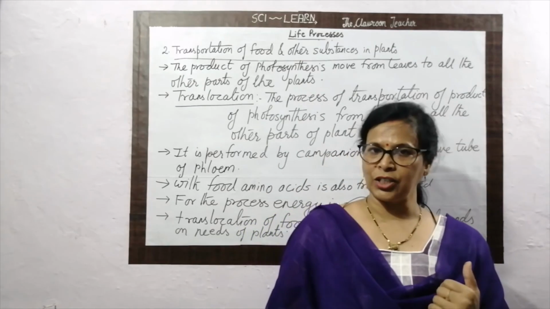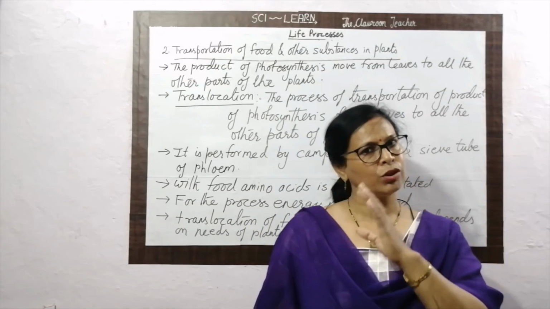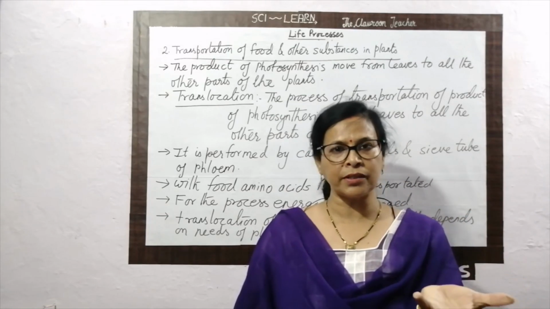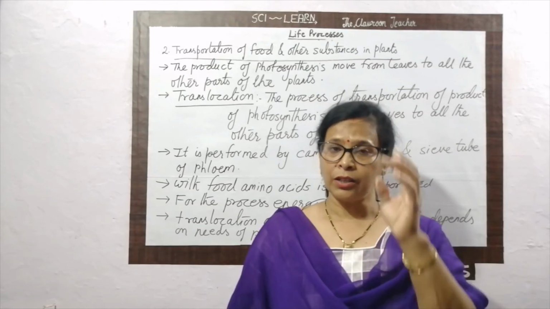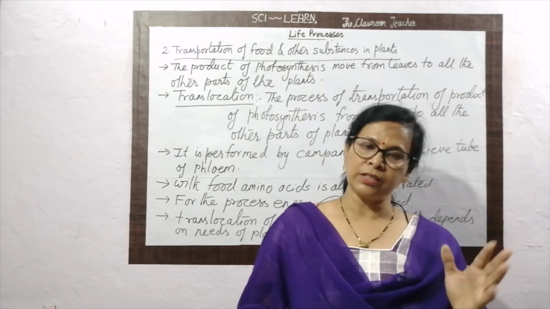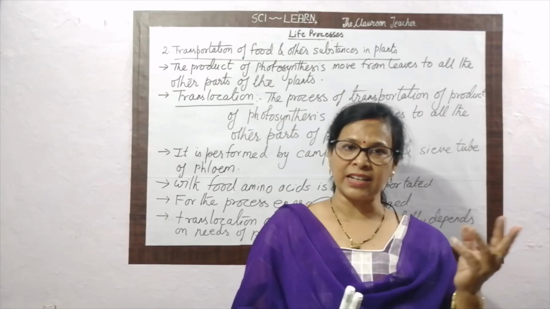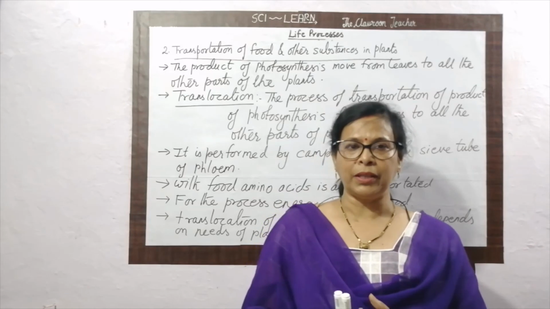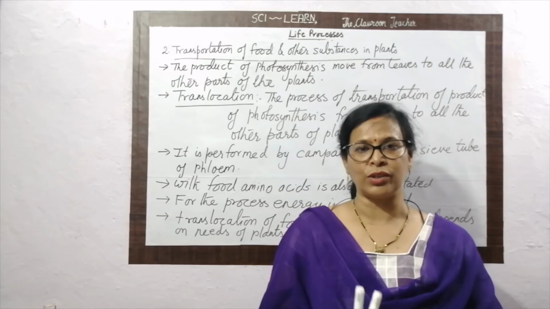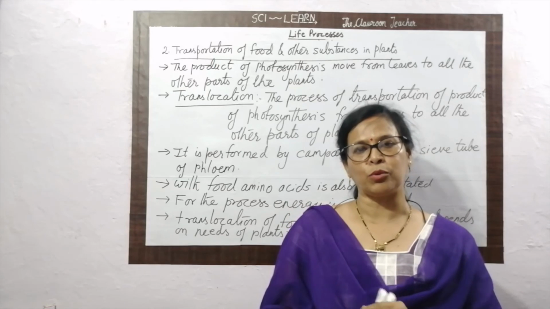Second is translocation. Translocation is the distribution of the prepared food, the photosynthetic product and other essential substances which are present in the leaves, throughout the plant body. The process of transpiration needs a suction, or the transpiration pull. But the process of phloem is performed with the help of energy only. So energy is used in the process of translocation.